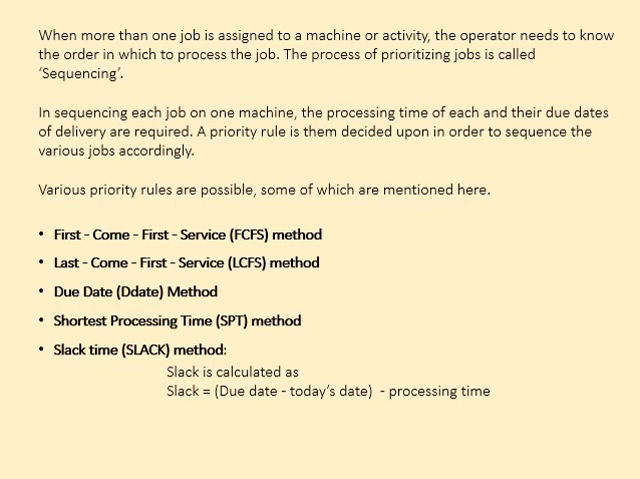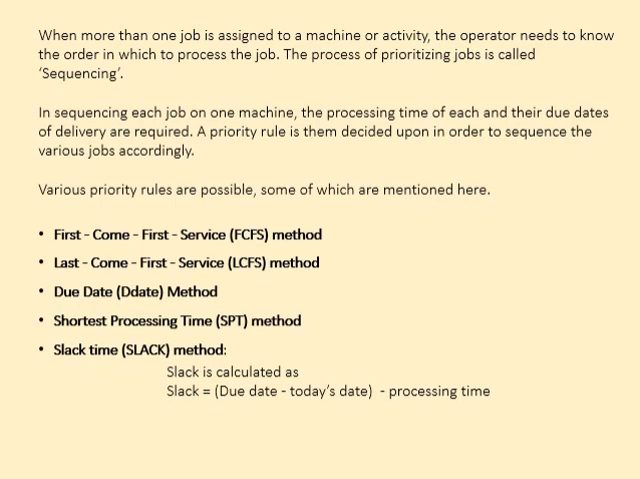In sequencing each job on one machine, the processing time of each job and their due dates of delivery are required. A priority rule is then decided upon in order to sequence the various jobs accordingly. Various priority rules are possible, some of which are mentioned here.